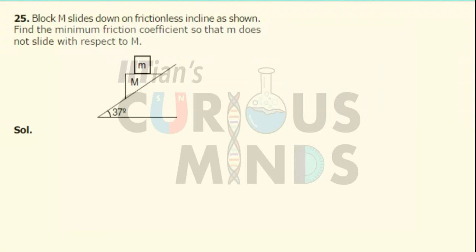Block M slides down on a frictionless incline as shown. Find the minimum friction coefficient so that the small m does not slide over capital M. Okay. Now first of all, let us start this sum with the frictionless incline.